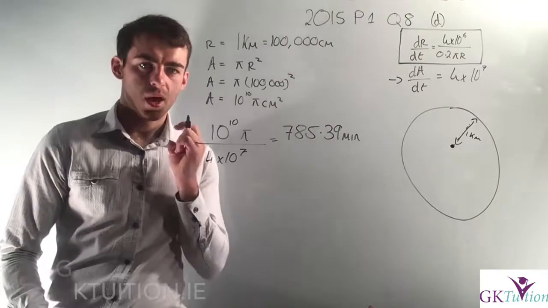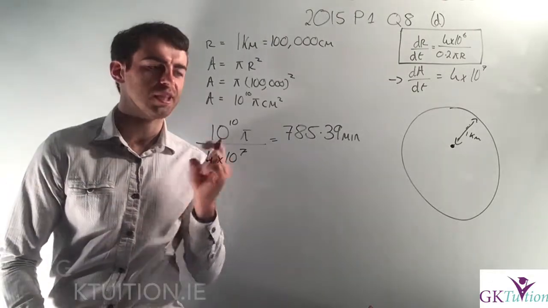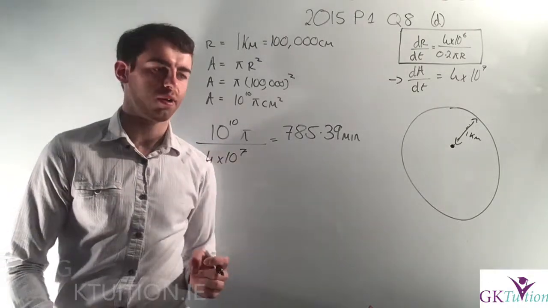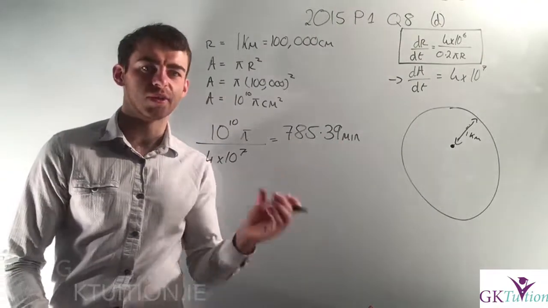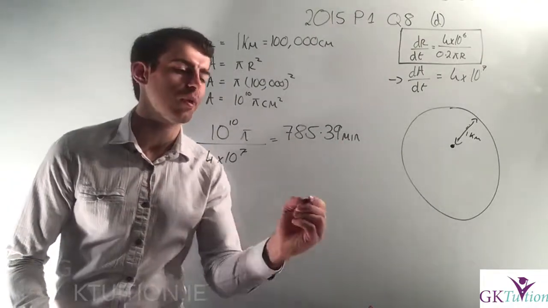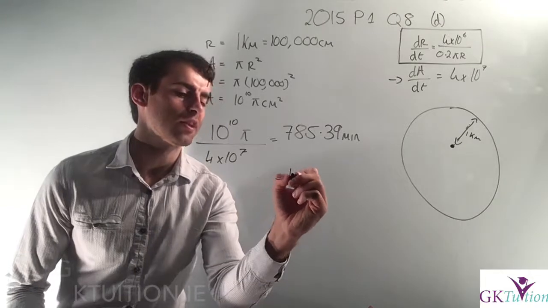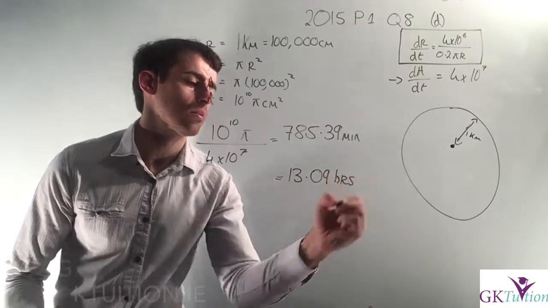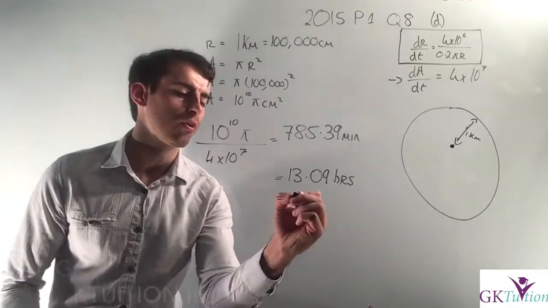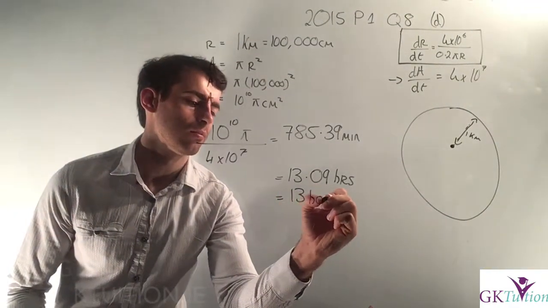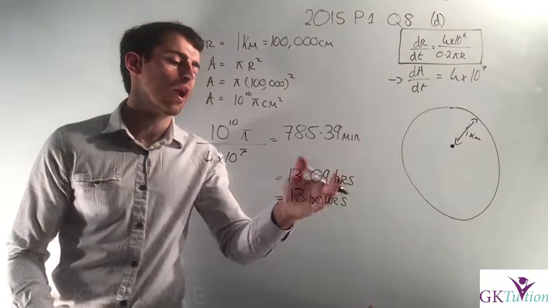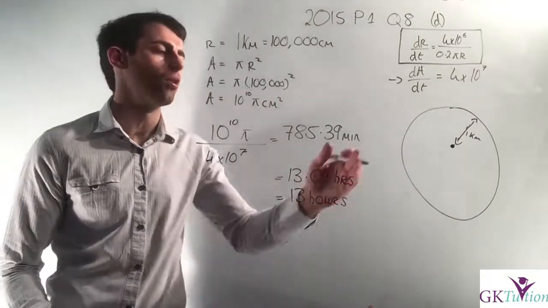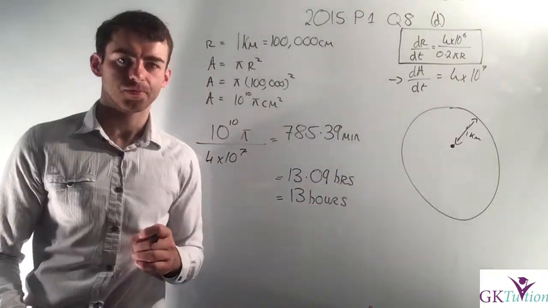Just notice the question asked me to leave my answer to the nearest hour, which means if I've got minutes to convert to hours, clearly I want to divide by 60. So if you divide that by 60, it works out as 13.09 hours. If I round to the nearest hour, I get 13 hours. So after roughly 13 hours, the oil is likely to reach land.